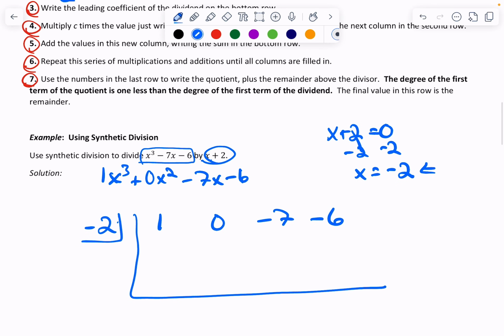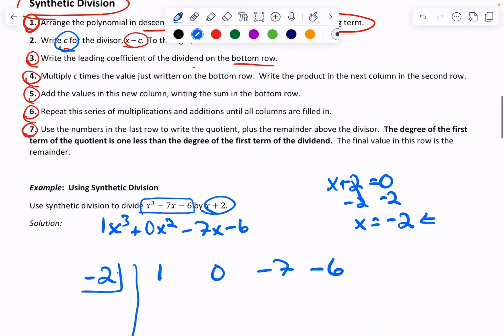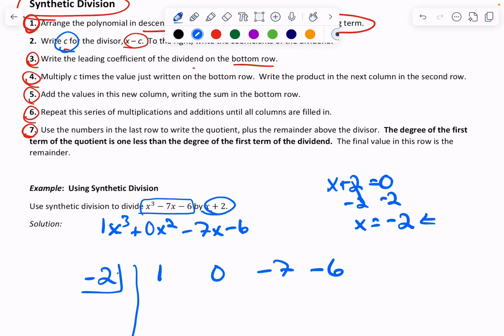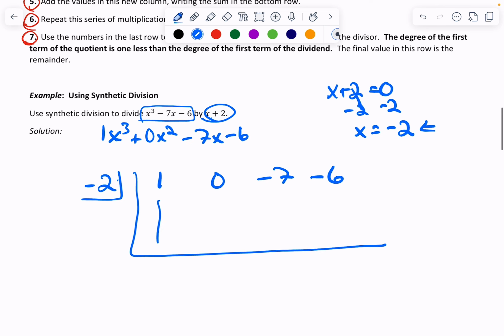And there are a little bit different ways the boxes are written, I've noticed, depending on the teacher and the book and all that. So if you've learned another way, go ahead and use it. But basically the steps are the same. There are no other steps here. Okay, number 3, write the leading coefficient of the dividend on the bottom row. So what we're going to do is bring this 1 down here.